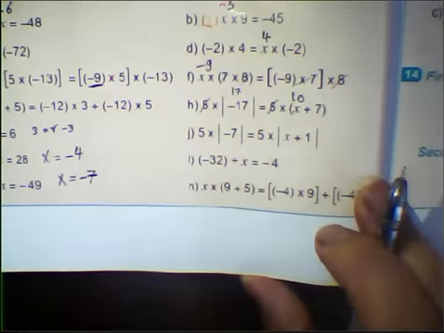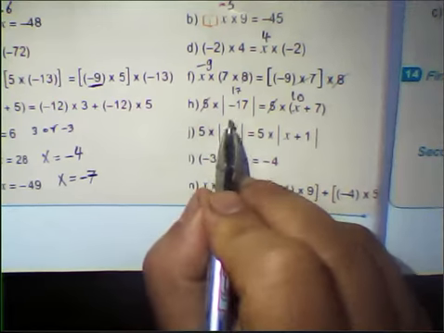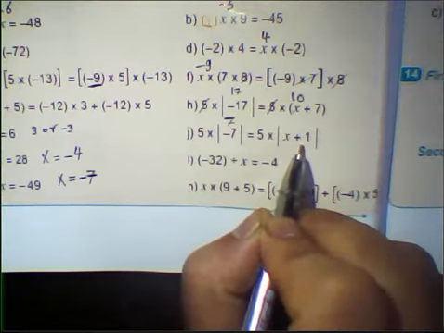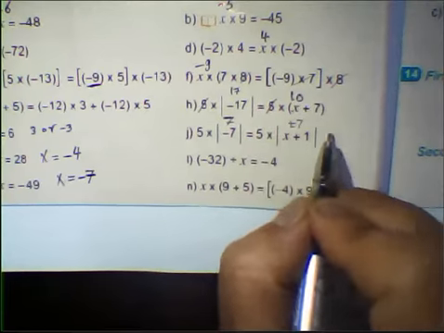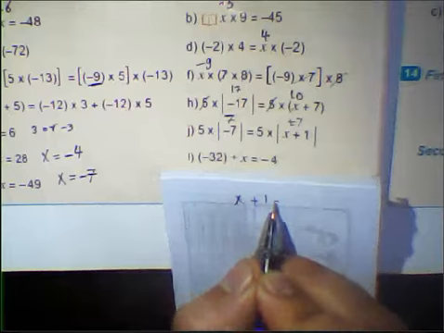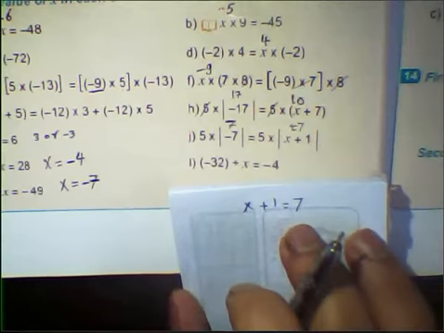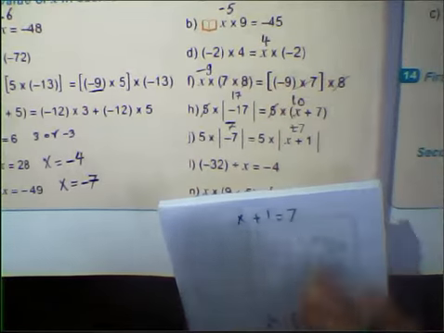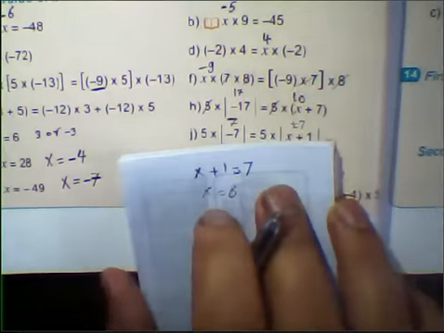This example is very important, okay? So you must pay attention to this example. 5 multiplied by the absolute value of negative 7 equals 7. 5 times 7 equals 5 times 7. So x plus 1 equals 7 or x plus 1 equals negative 7, positive or negative. So you must solve this equation. Okay, x plus 1 equals 7 or x equals negative 7. First, x will be 6.